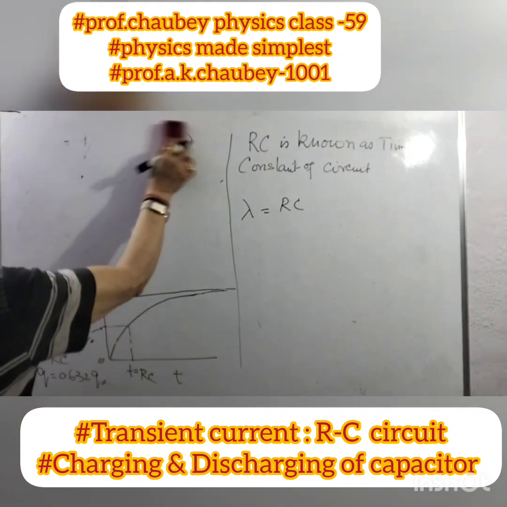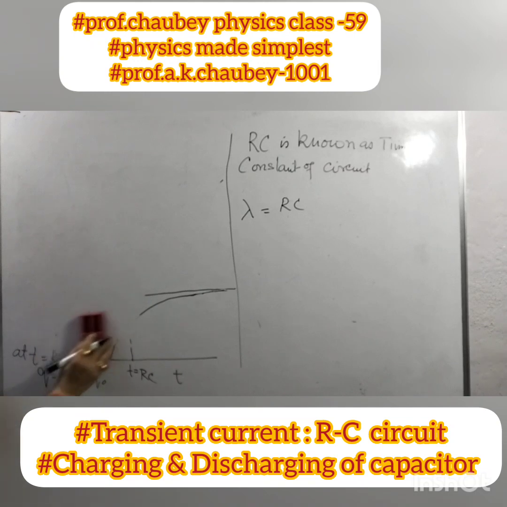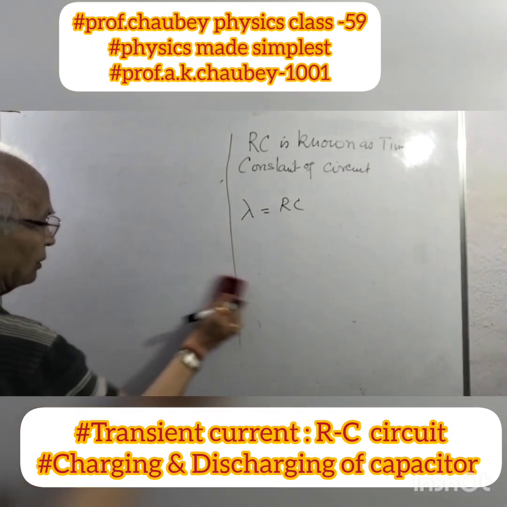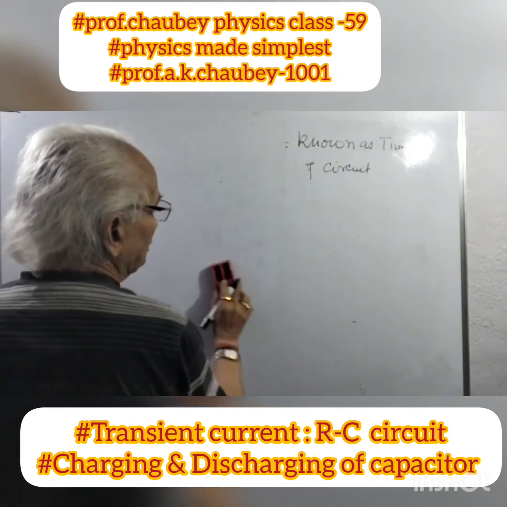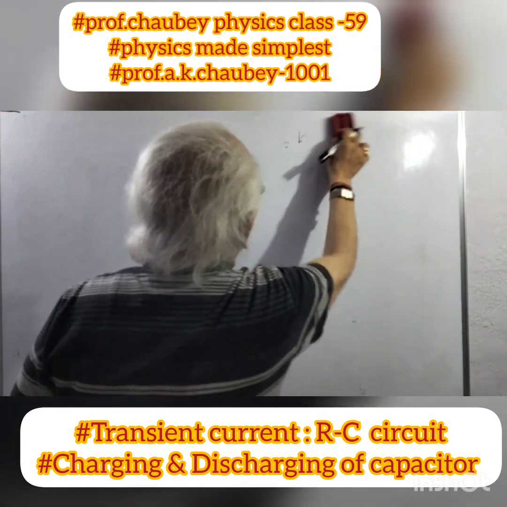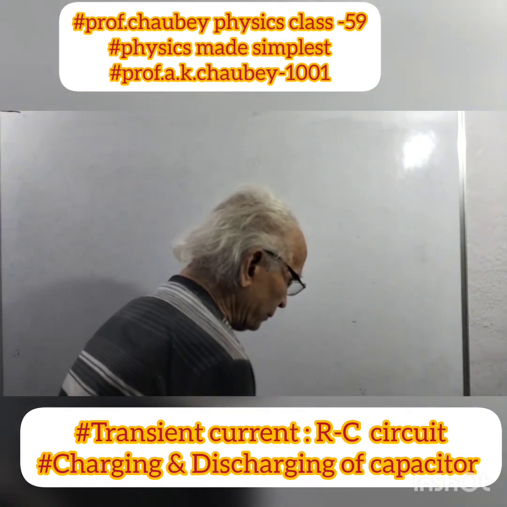So this gives us the charging of the capacitor, how it gets charged and in what time. In RC time it becomes 0.632 of the maximum charge Q naught.